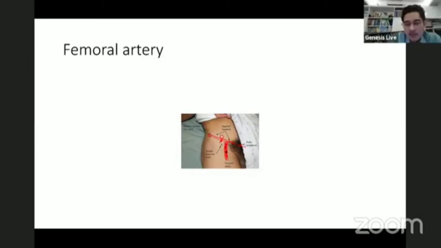So this is the femoral artery. Palpation of the femoral artery is quite simple. I have never really failed to palpate it, and I think you'll be able to palpate it very easily as well. Just make sure to say it's the mid-inguinal point, not the midpoint of the inguinal ligament, okay?